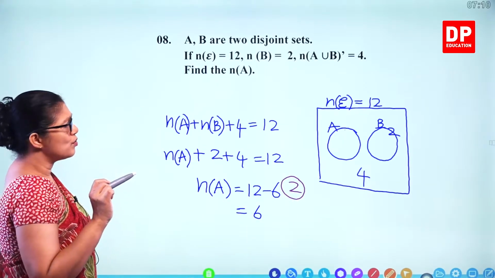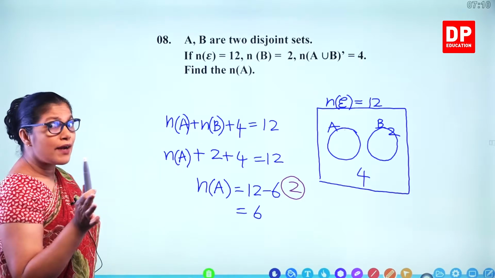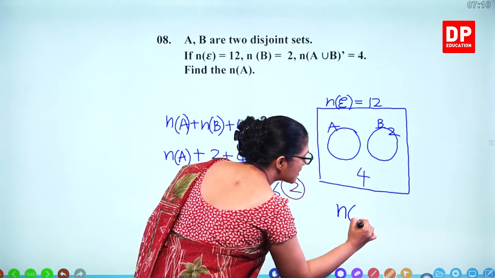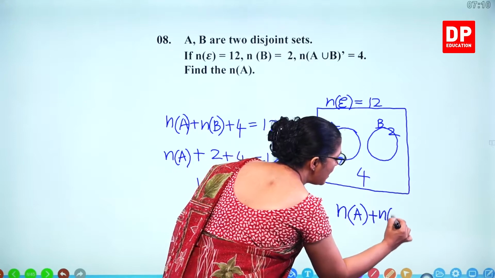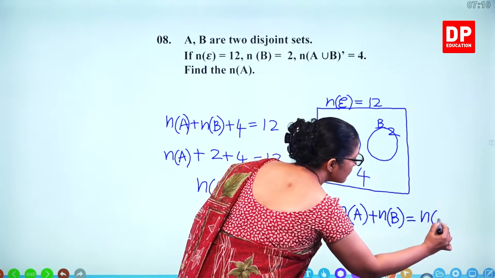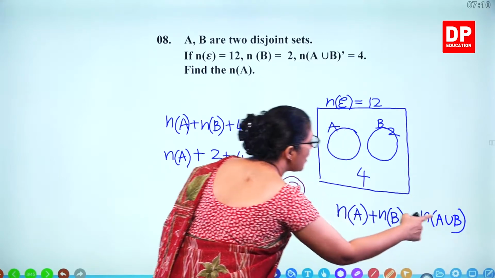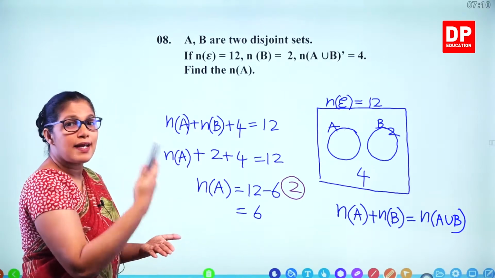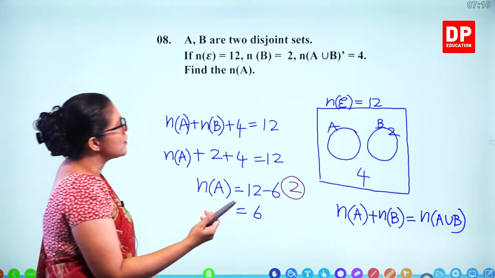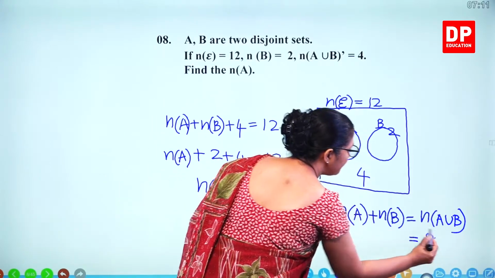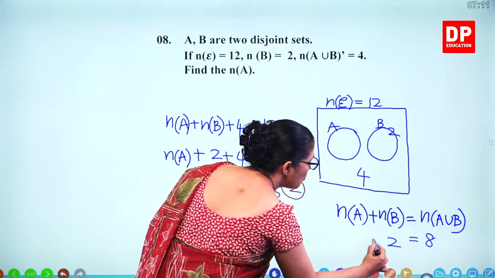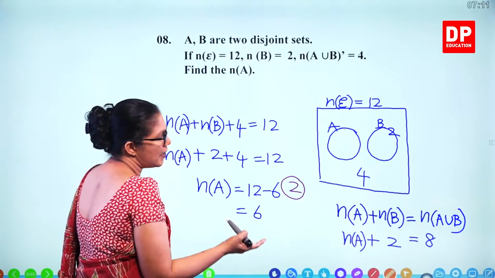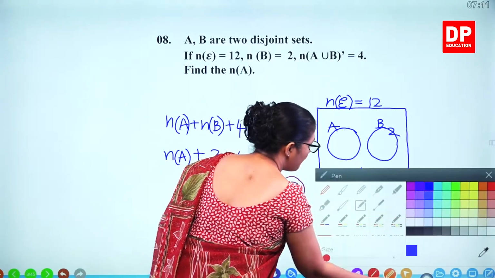What's the other way you can do it? You can do it without the diagram as well, using the formula. If these are two disjoint sets, you can write n A plus n B is the union. But if the outside of the union is 4, 12 minus 4, that becomes 8 here. n B is 2, so n A you can find out. n A is 8 minus 2. So that way is also possible.